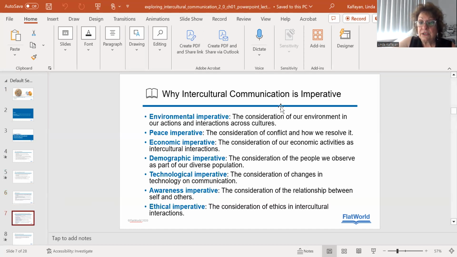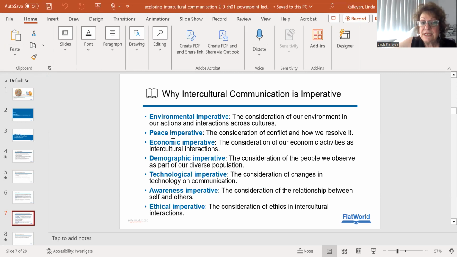Okay, so why intercultural communication is imperative. Environmental imperative. It's environmentally imperative. Imperative meaning vital, of importance, having salience. So that means important to us. The consideration of our environment and our actions and interactions across cultures. So in your everyday world, your everyday life, everyone's from a different cultural experience, and we have to understand how we can better communicate in that respect. Peace imperative, the consideration of conflict and how we resolve it.